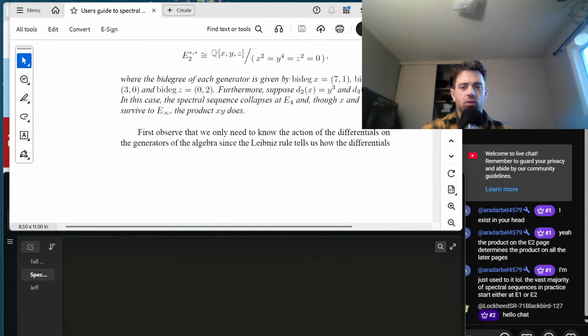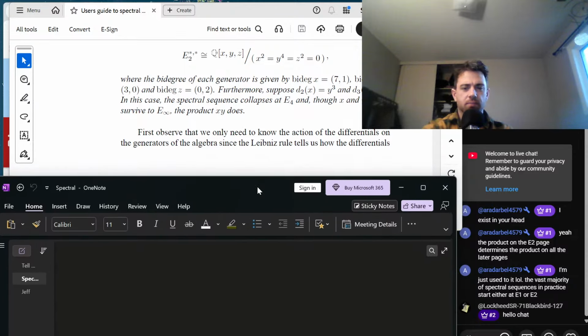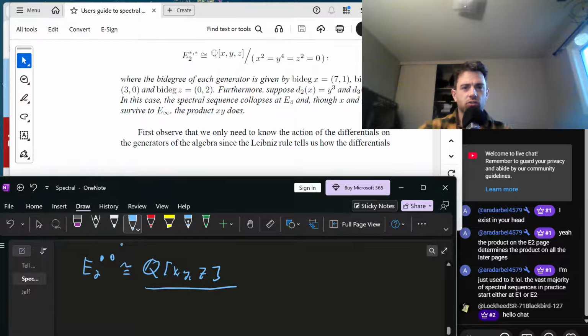So, we're given an E2 page. It's going to be rational polynomials in 3 variables modulo x squared, y^4, z squared. Incredible.